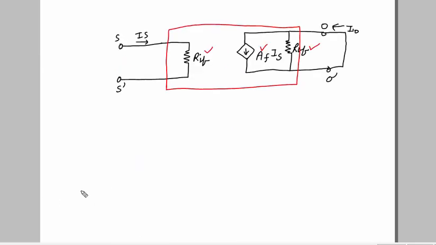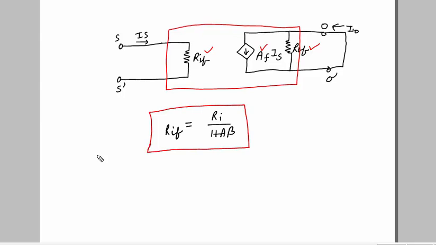Okay, so due to the shunt connection at the input, we can write RIF equals to Ri upon 1 plus A beta. Okay, so here the input resistance is decreased by a factor equal to the amount of the feedback. Okay, now what about ROF? What is the output connection for this amplifier?